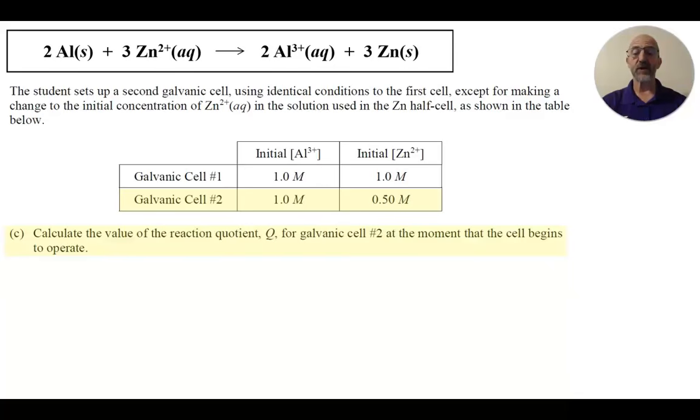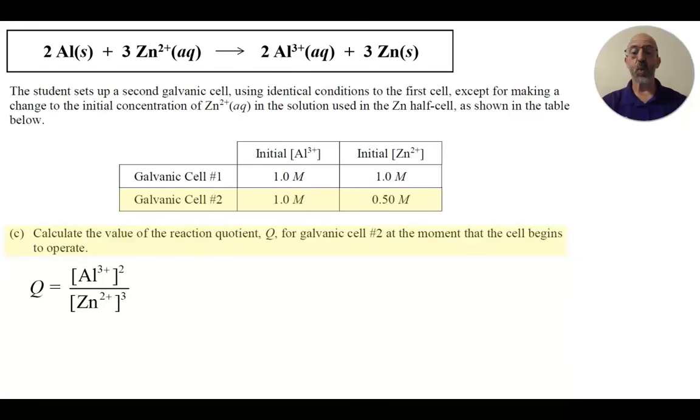Now, just like I showed you in question 1 of this packet, let's go ahead and write the expression for Q as products over reactants. Remember that we do not include solids in the Q expression, so it's going to be the aluminum ions on top and the zinc ions on the bottom. So the value of Q looks like this. Concentration of the aluminum ion squared because of the coefficient of 2, divided by the concentration of the zinc ion cubed because of the coefficient of 3.